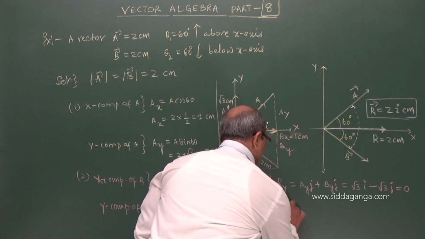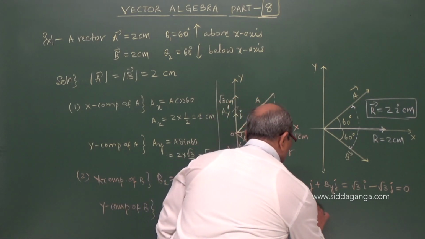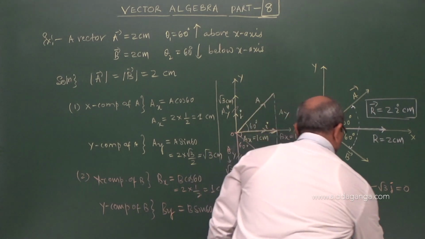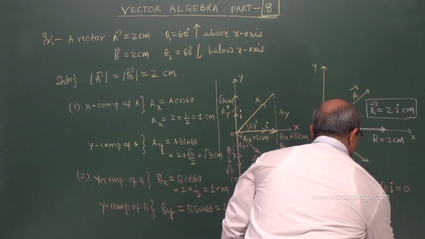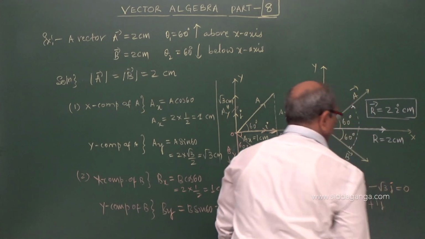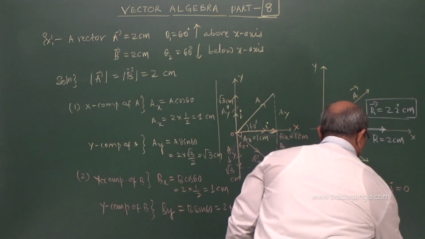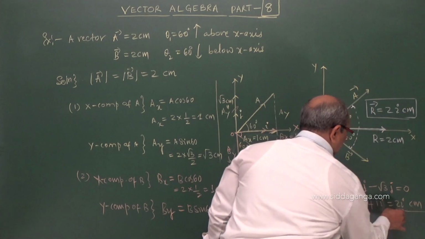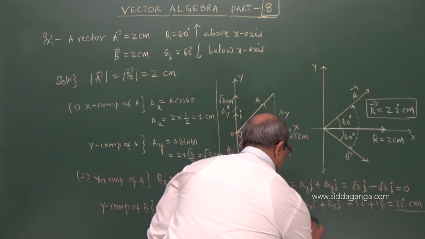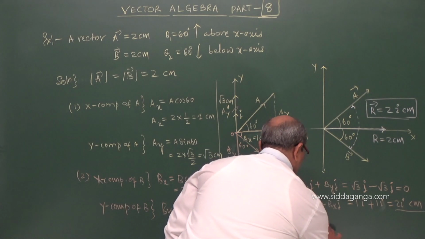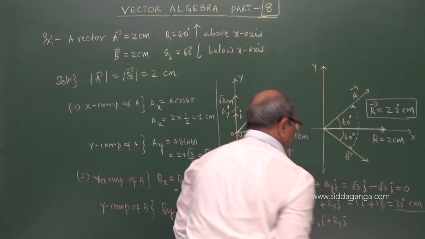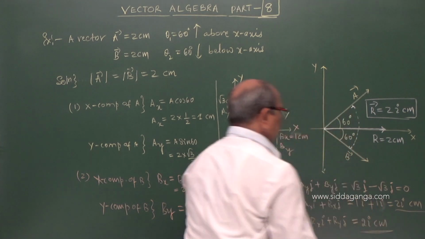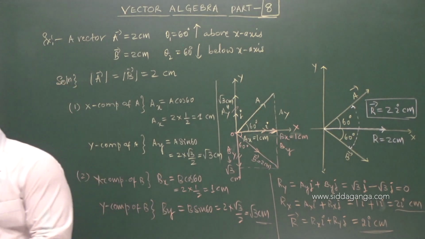What about Rx? Ax i plus Bx i, 1 i plus 1 i equal to 2 i centimeter. Both are added. Therefore, R equal to Rx i plus Ry j, which is equal to 2 i centimeter. The job is that much.